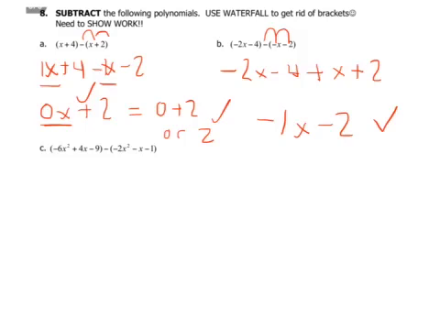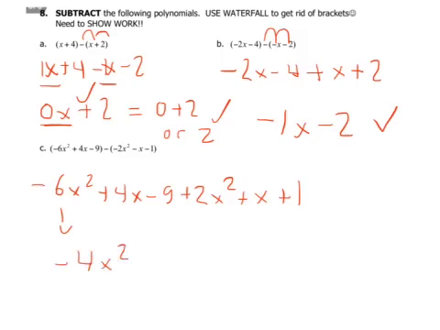And then on C, the first one's good, but the second one will be positive 2x squared. Negative negative makes a positive x, and negative makes positive 1. Okay, so the x squareds would turn into negative 4x squared. The x's would turn into positive 5x, and the numbers would be negative 8.